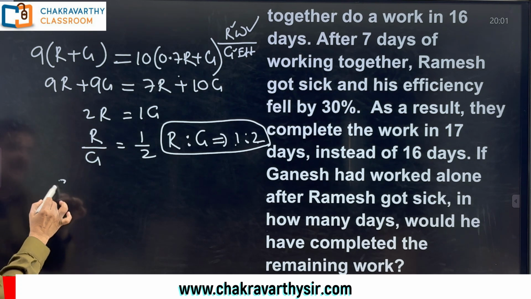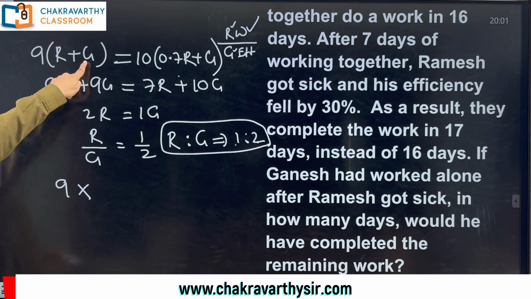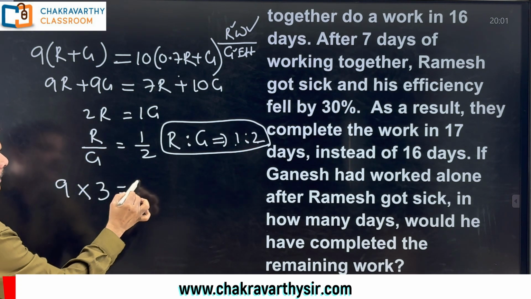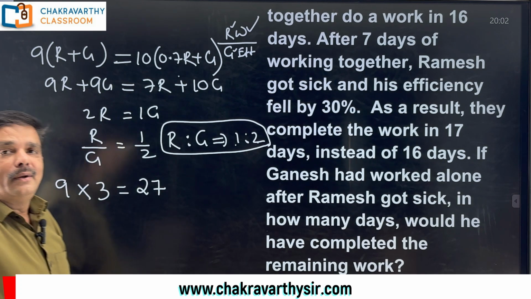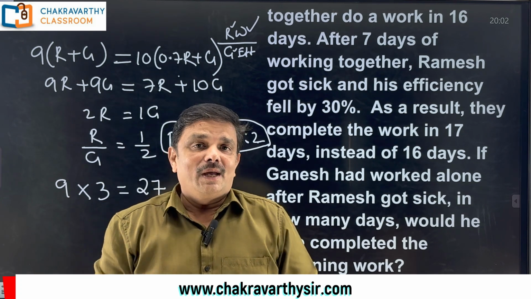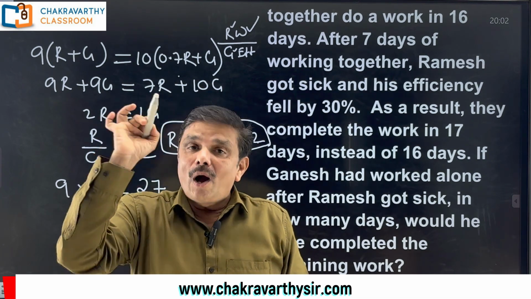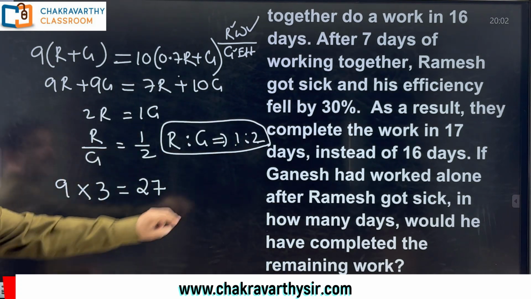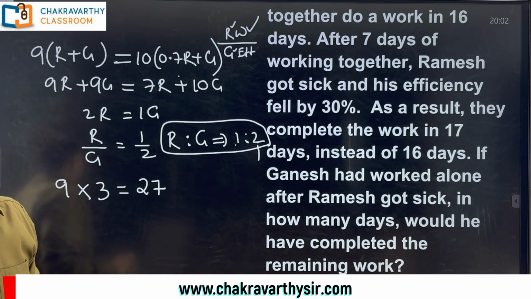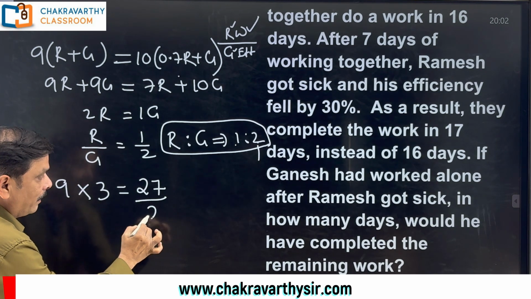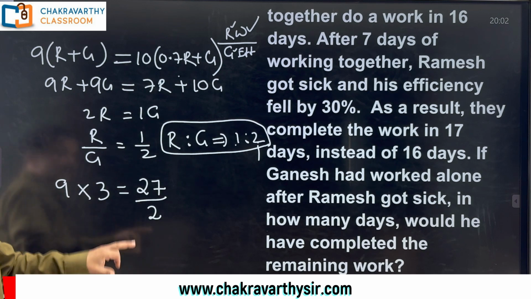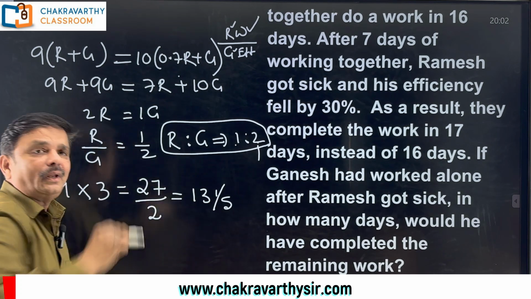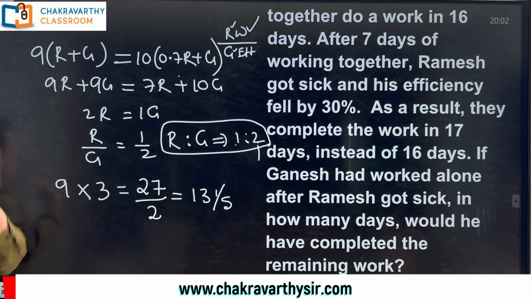The remaining work is 9 days into Ramesh and Ganesh 1 day work. That is 2 plus 1, 3 units. So that is 27 units is the remaining work. Now the question is, if Ganesh worked alone, in how many days he would have completed the remaining work? Remaining work is 27, his efficiency is 2 units. Now in how many days Ganesh can complete that one? So that means it should be 27 by 2. My answer is 13.5 or 13 and a half days.